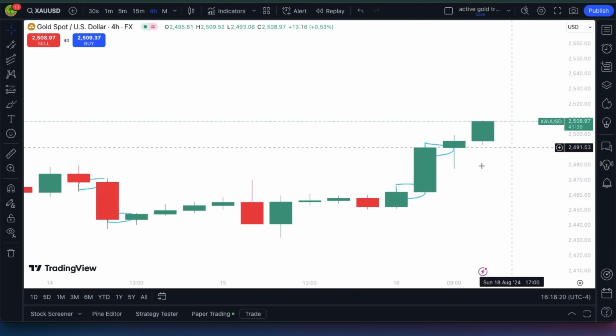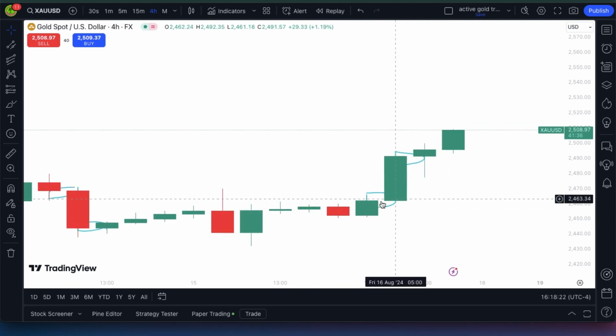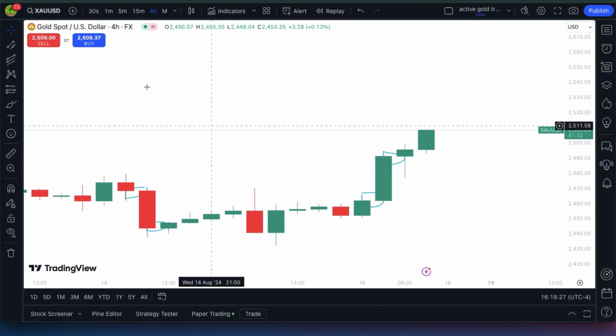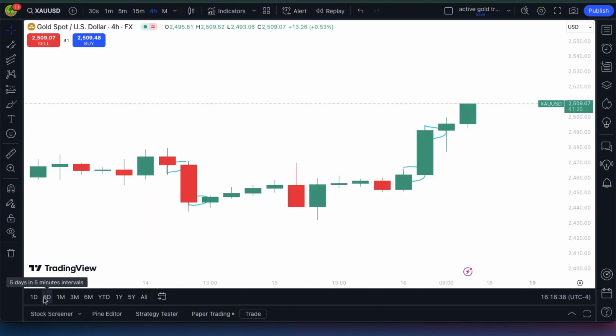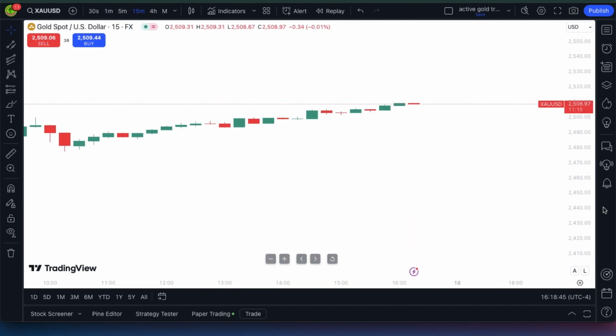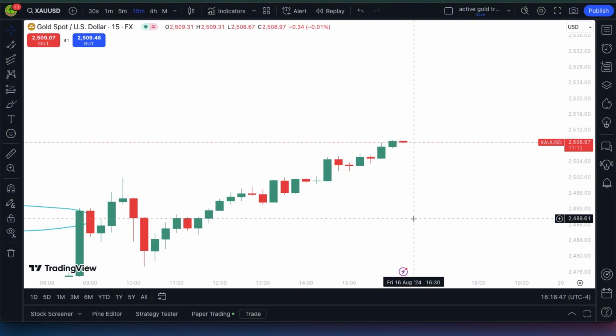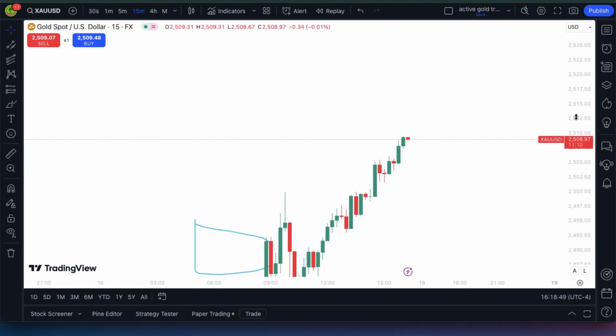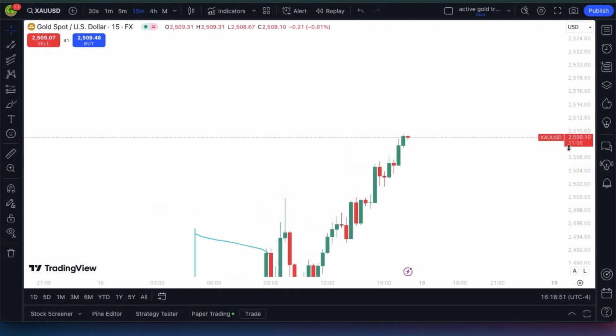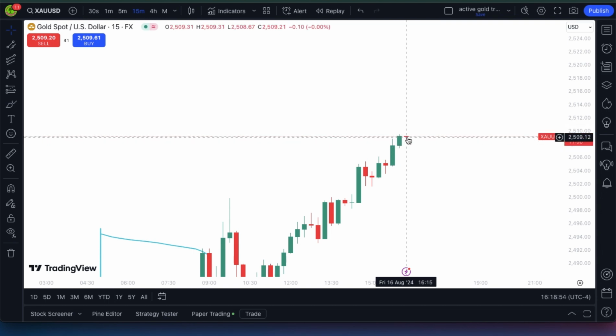So that means 4 hours ago, the market would have opened here, and then it would have closed 4 hours after here, right? If we change the time frame on the top left now, we could change it from 4 hours to 15 minutes, meaning each one of these candles would then take 15 minutes to open and close. As you can see on the right hand side here, we have 11 more minutes for this candle to close.